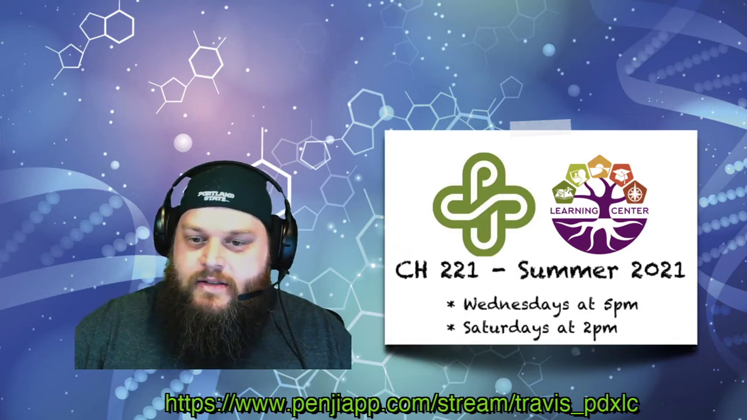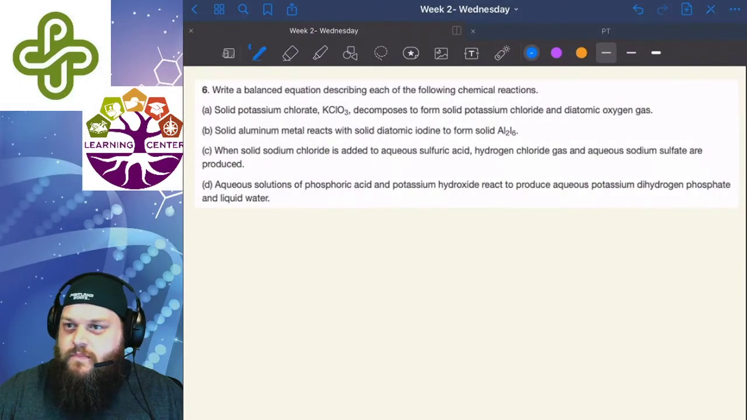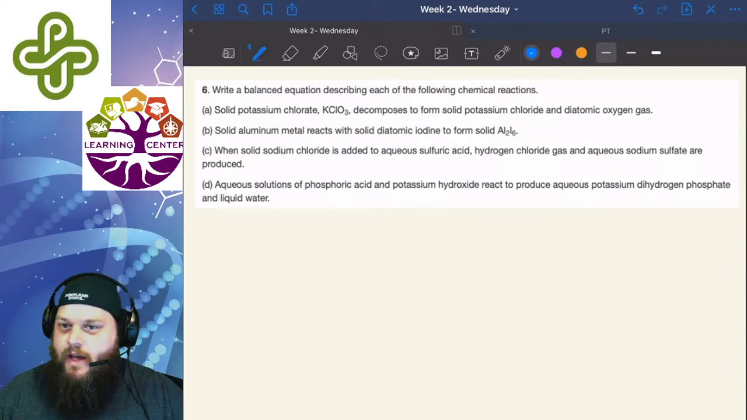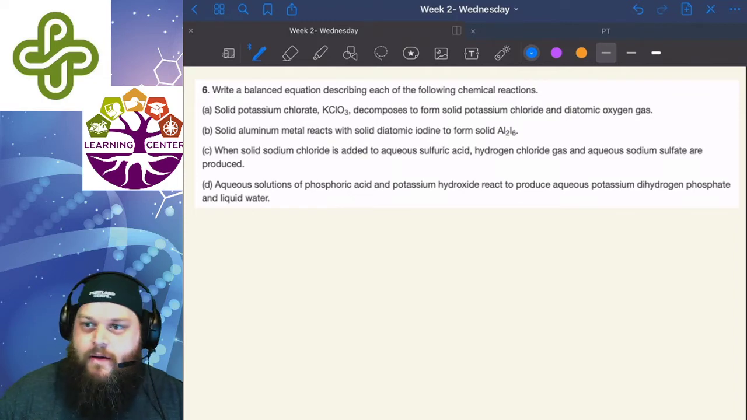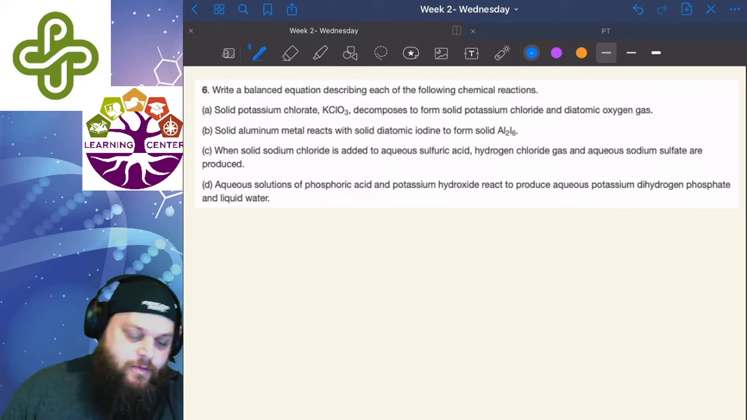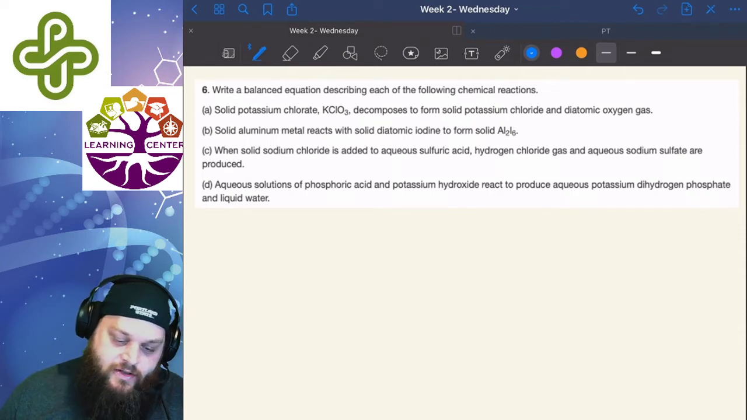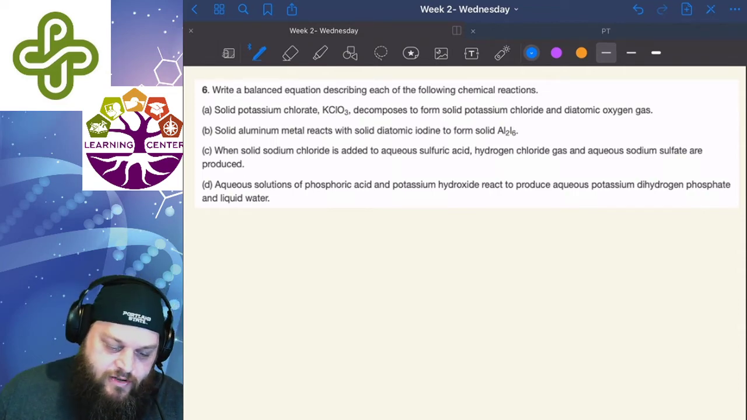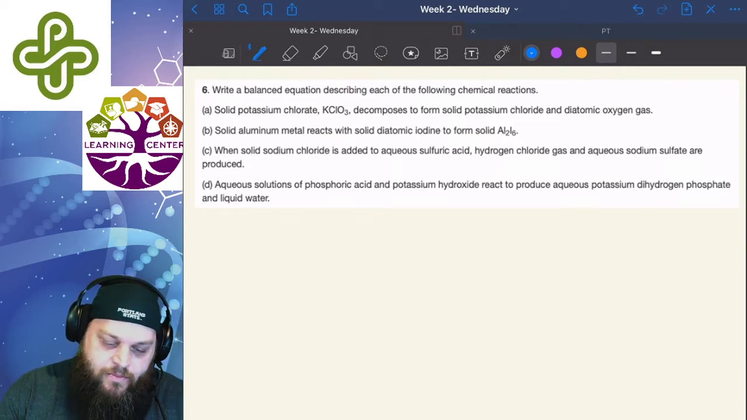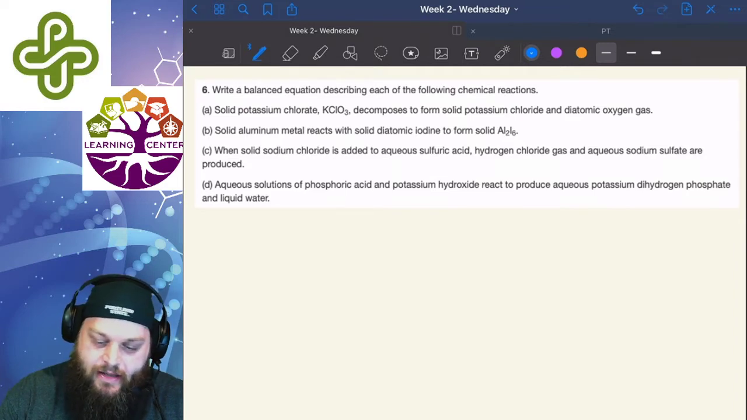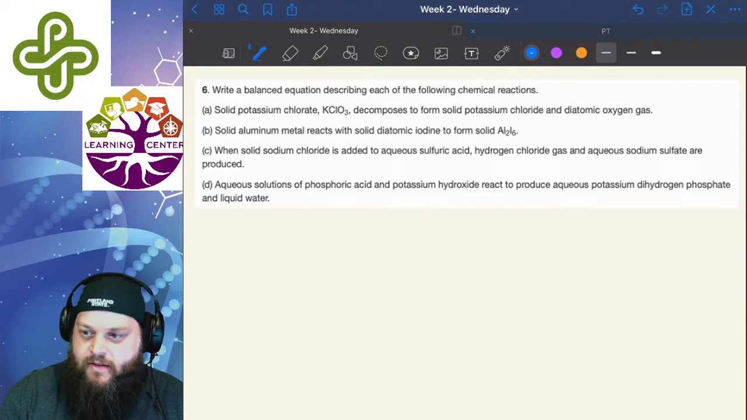All right, and let's get started here. The first problem we have today is number 6 from the end of chapter problems in OpenStax. And this one says, write a balanced equation describing each of the following chemical reactions. So the first one is a solid potassium chlorate, KClO3, decomposes to form solid potassium chloride and diatomic oxygen gas.